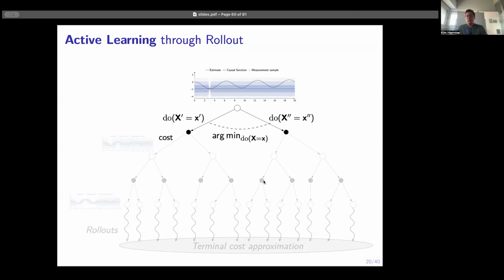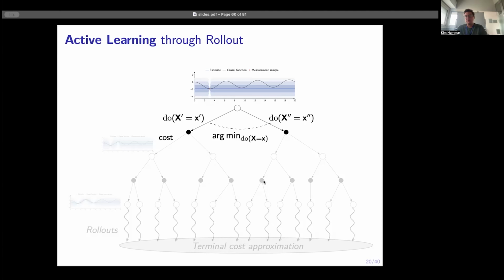So effectively, what we're doing here is dynamic programming, but with a twist that is more scalable, because we can now control exactly how many look-ahead steps we want to do and how many rollouts we want to do. And that will then allow us to adjust the computational complexity based on the available computing resources.